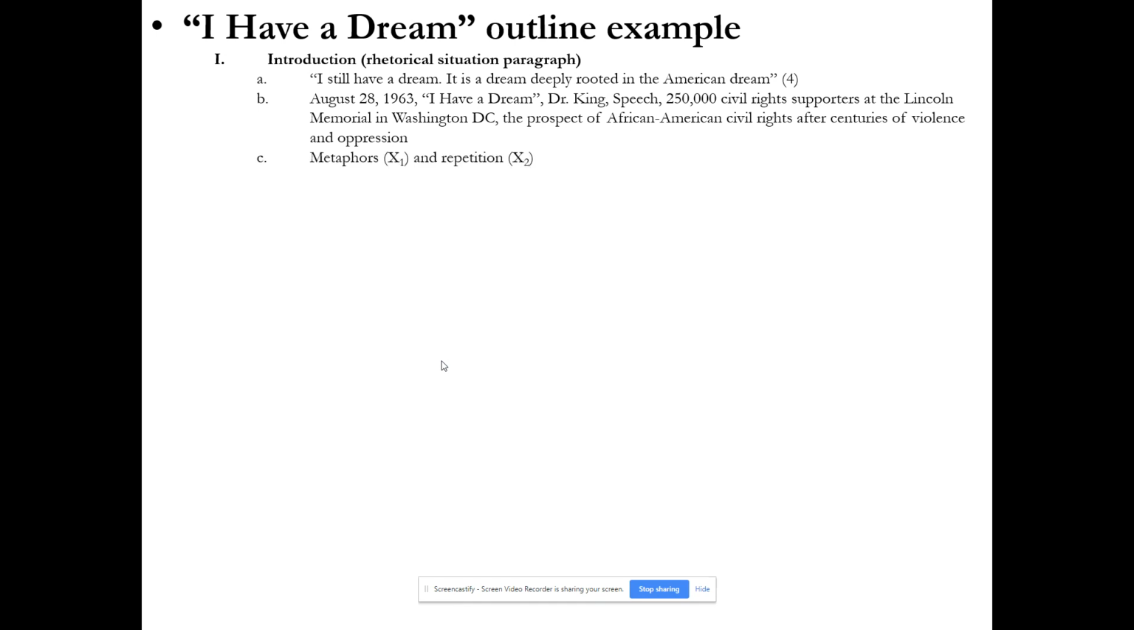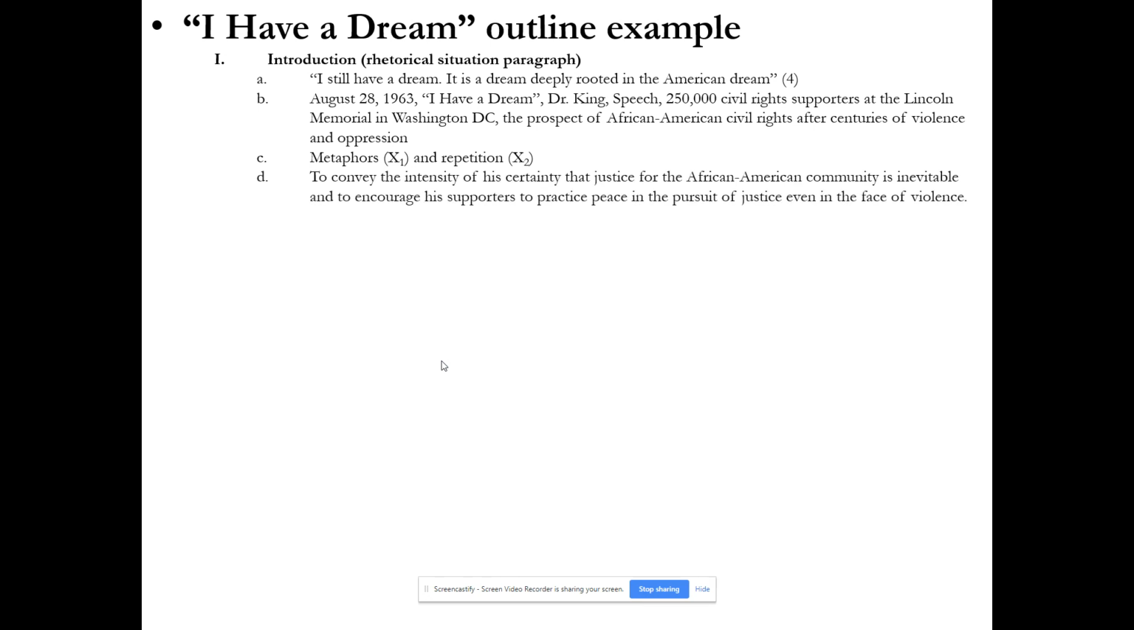Okay, two devices I'm using here. Metaphors, X1, repetition, X2. Maybe it should be just metaphor, since there's only one here. So purpose, Z1, to convey the intensity of his certainty that justice for the African American community is inevitable, and Z2, to encourage his supporters to practice peace in the pursuit of justice, even in the face of violence. Okay, so paragraph 1, I would need to be sure I write down metaphors and this little reference back to the purpose, certainty of inevitable justice.